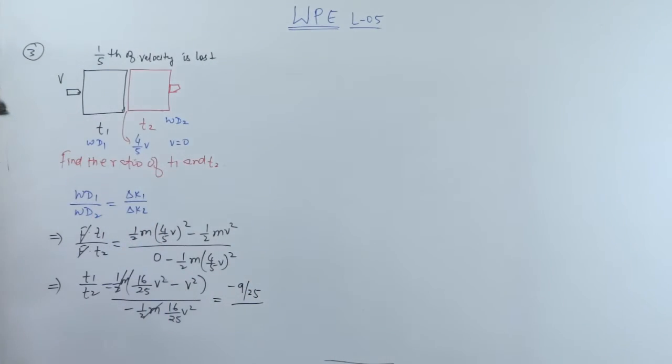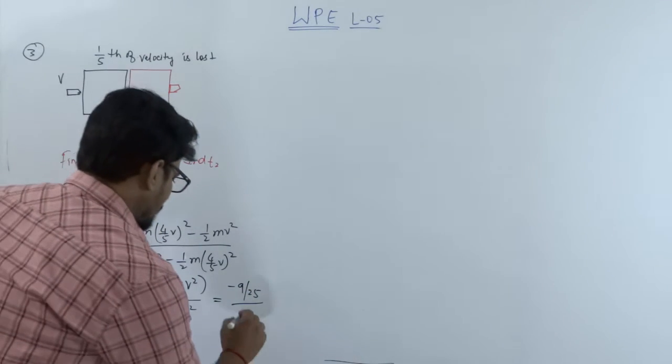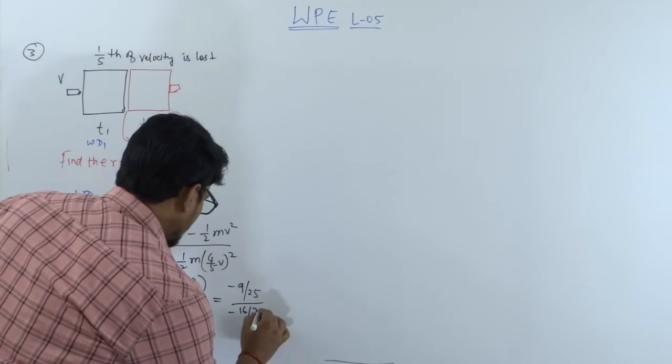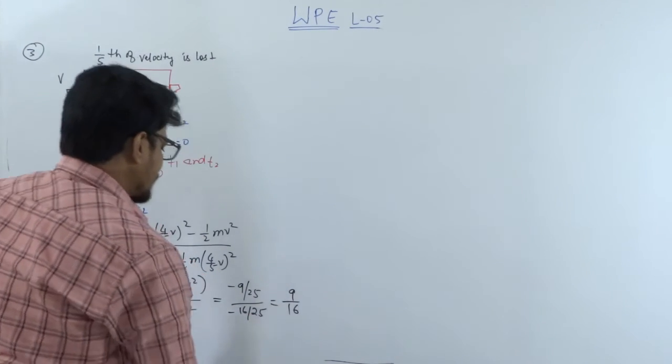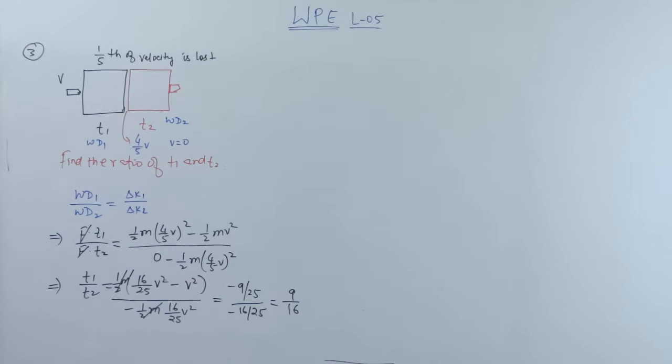and here we should have negative 16 upon 25. So the answer has to be 9 upon 16. So the thickness of these two should be in the ratio 9 upon 16. All good, kids? All right then. Let us move quickly to the next problem.